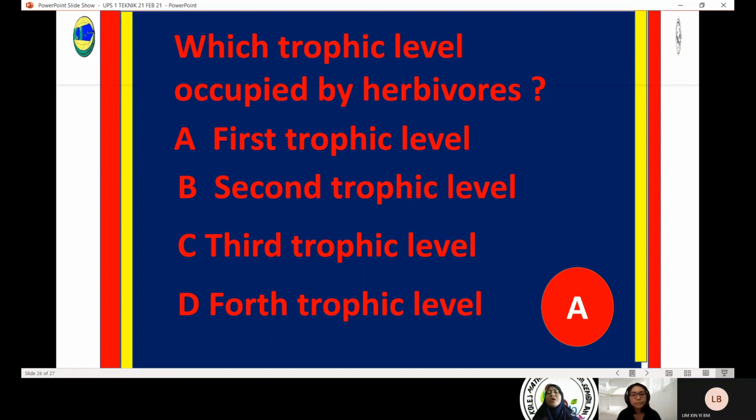If you are referring to the patterns of the pyramid, the ecological pyramid, the one at the very bottom is usually the producer. Never mind if it is inverted, the concept is that the first level will always be occupied by the producer. So the answer to this one is B, class, not A. Sorry for the typing error.